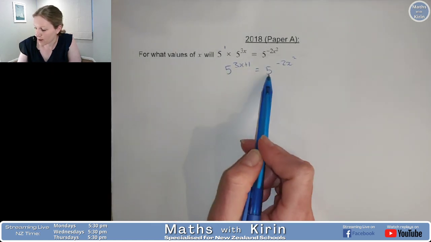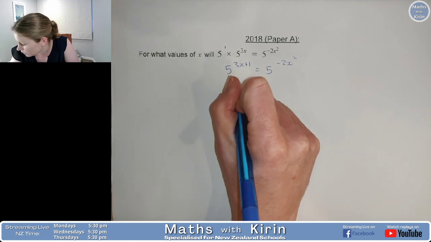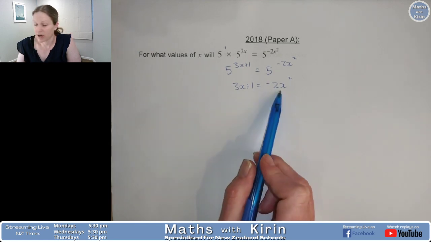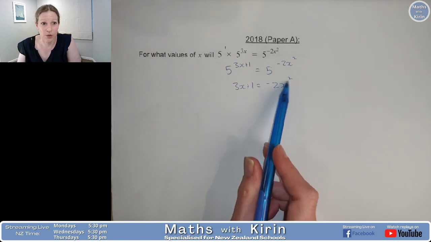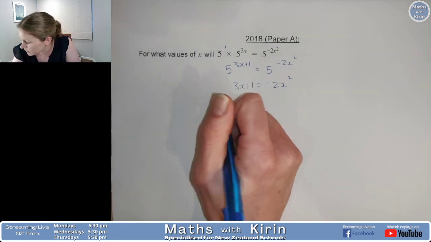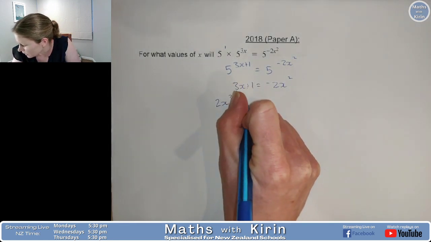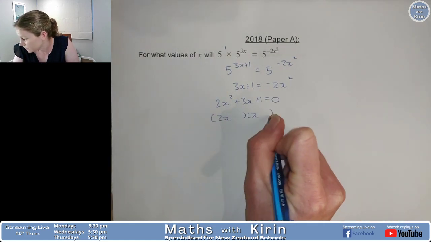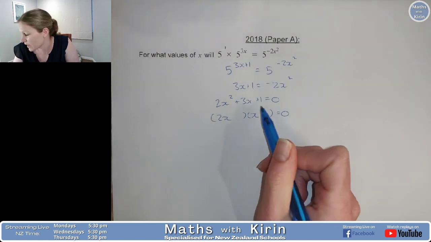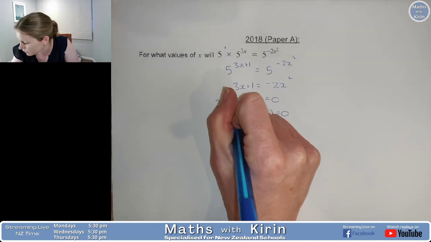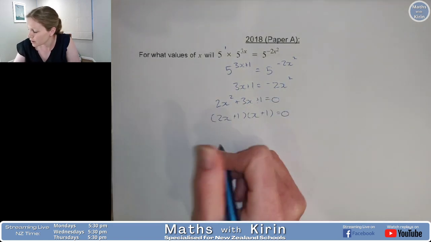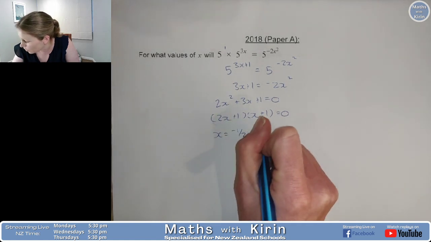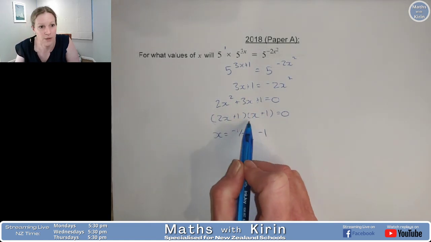Okay, and then we've got our bases the same, so it stands to reason that 3x plus 1 has to be the same as negative 2x squared. Recognize that we've got a quadratic because the highest power of x is 2, so bringing our negative 2x squared to the left-hand side, we get positive 2x squared plus 3x plus 1 is equal to 0. Factorizing, bringing our equals 0 down, 1, and it's positive 1 and positive 3, so it must be positive 1 and positive 1. So two solutions, x is negative a half from this factor being equal to 0, or x is negative 1 from this factor being equal to 0.